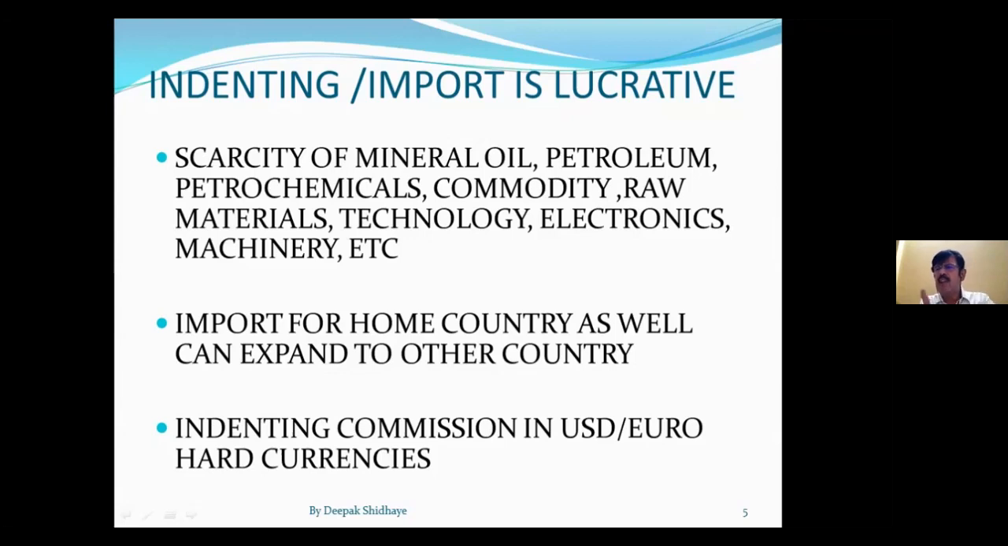So even if our commission goes down from, say, $20 to $10, $10 to $5, $5 to say $3, if volumes are more and the dollar is appreciated, which as India we don't want to happen, but it happens, you are into that particular business.